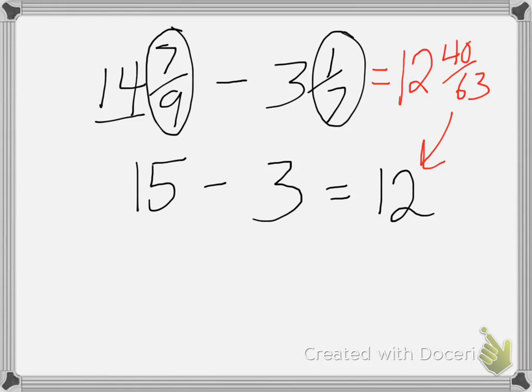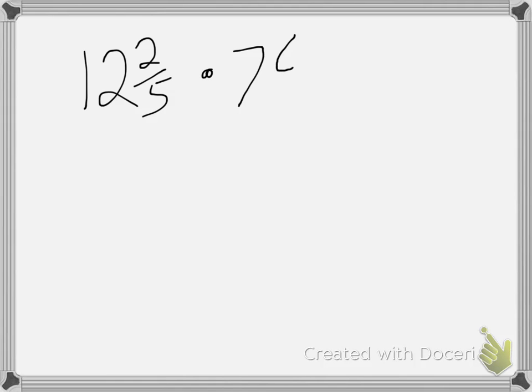Let's say that I have a multiplication problem. Let's say, for instance, I have 12 and 2/5 times 7 and 6/11. Now, my first step again is going to be to estimate so that I have numbers that I can work with more easily. So, looking at that, 2/5, 2 is less than half of 5. Half of 5 would be 2.5. So that's a little less than half.